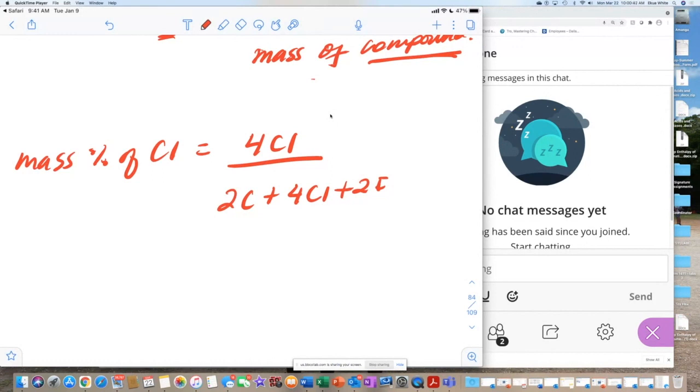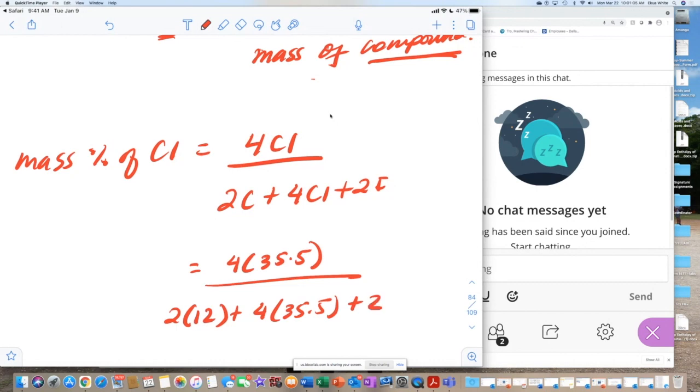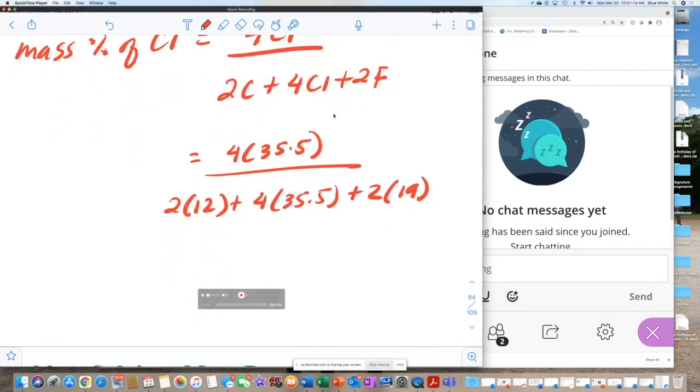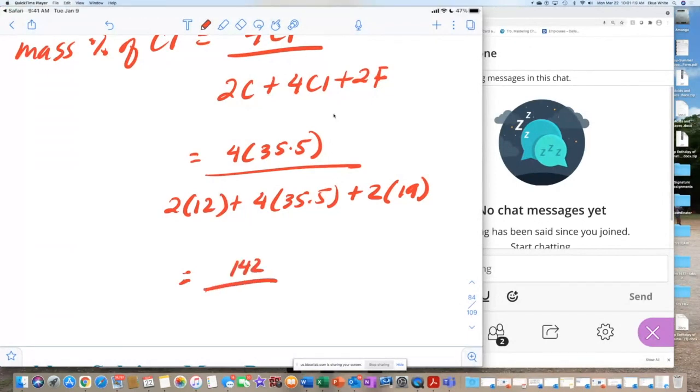Okay, so 4 chlorines. Chlorine is 35.5, so 4 times 35.5, okay? And then on the bottom, 2 times carbon, which is 12, plus 4 times 35.5, plus 2 times fluorine, which is approximately 19. So I'm using the abbreviated versions of these masses to make my life easier, okay? The top number works out to be, let me multiply this out, 142.